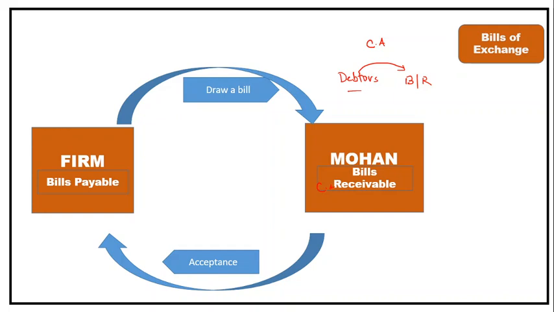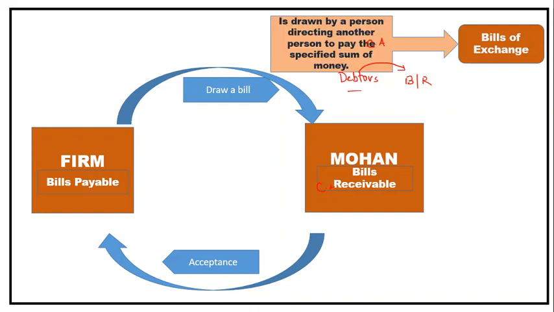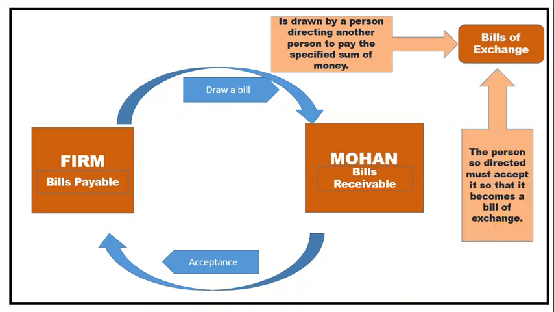So right now, the only thing is that bills of exchange means bills receivable and bills payable. A bill of exchange is drawn by a person directing another person to pay a specific sum of money. If it is directing the other person to pay this amount, that becomes a legal bill. Acceptance is also important. The person so directed must accept it so that it becomes a bill of exchange. If he doesn't accept it, then it is not considered a bill of exchange.